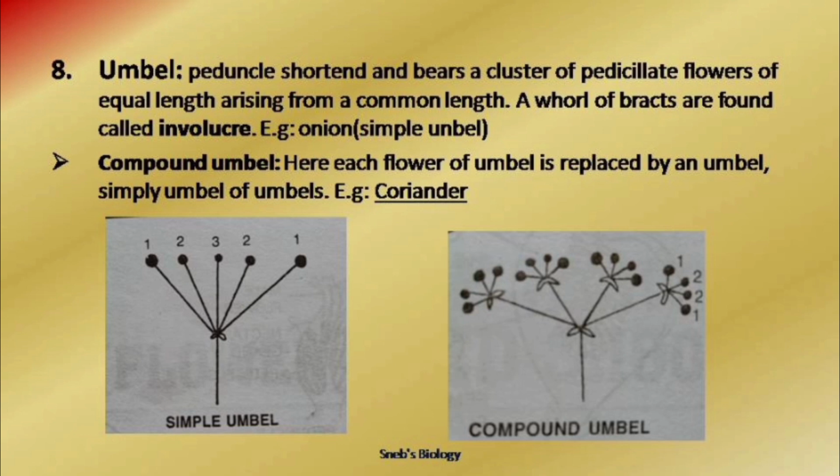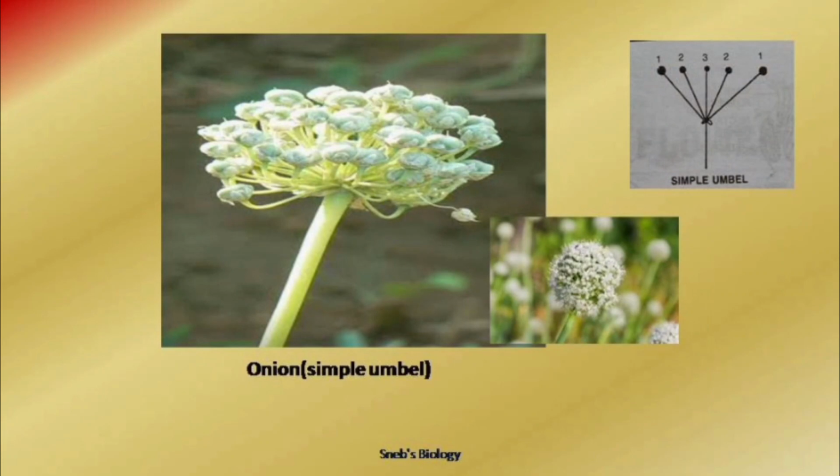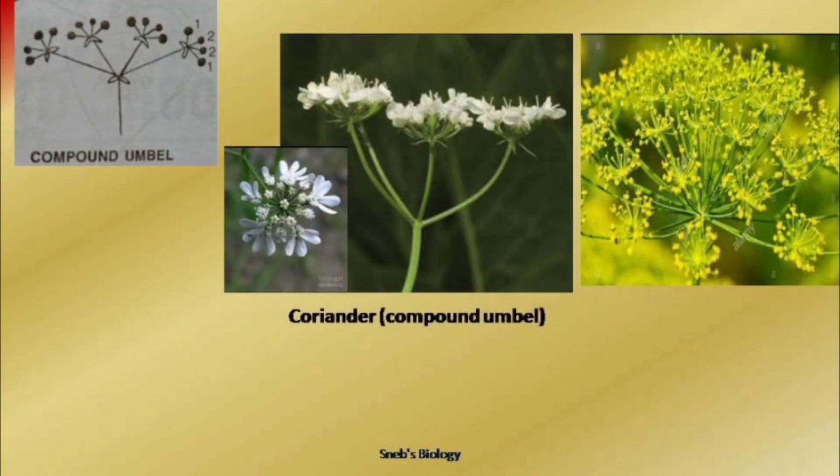In case of umbel, we have two categories. One is simple umbel and the other one is compound umbel. The example of simple umbel is onion. In case of compound umbel, each flower of the umbel is replaced by an umbel. So simply the umbel of umbels. So when the simple umbel inflorescence shows branching, then we call it compound umbel. The example of compound umbel is coriander, carrot, etc.